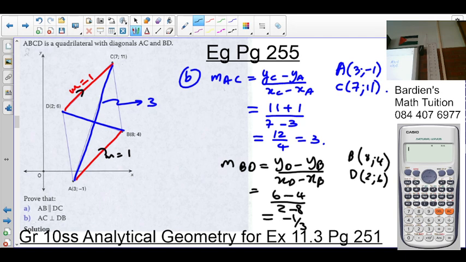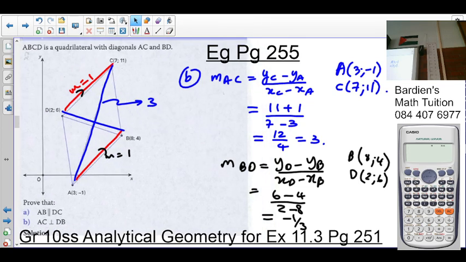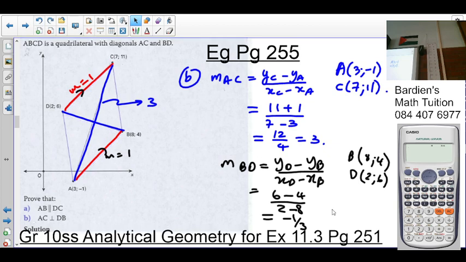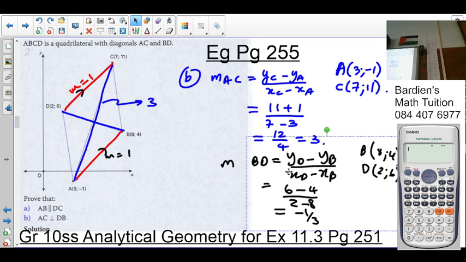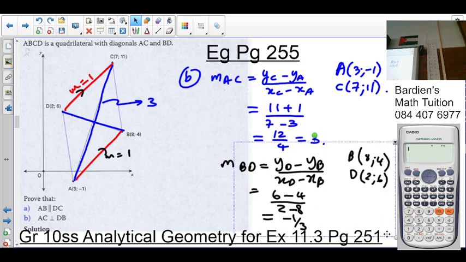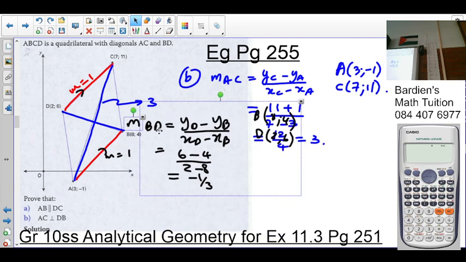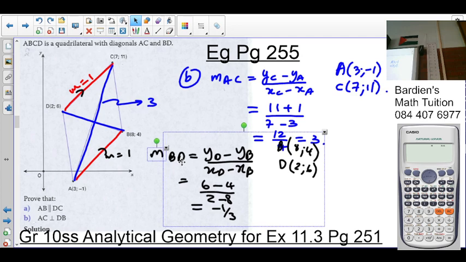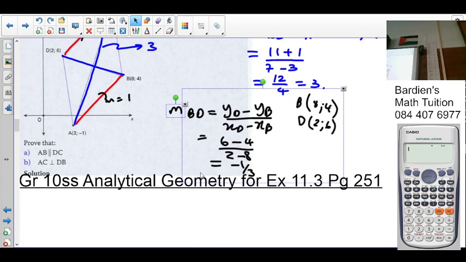So hang on. Let me just pull this up. How do you think we're going to end this off? Okay, let me just pull this up quickly. I'll just pull it down again.